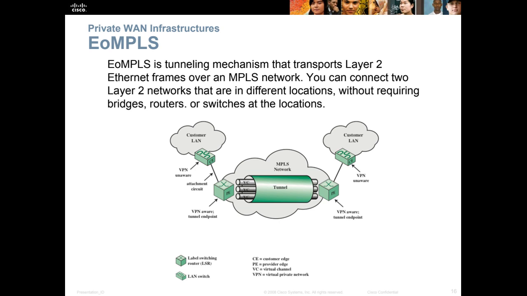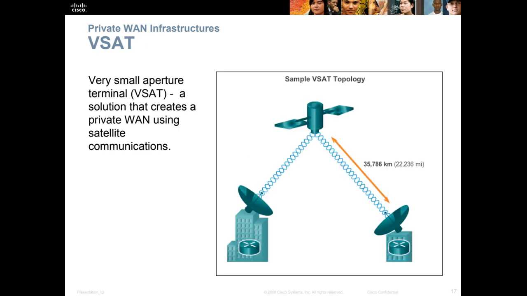VSAT, satellite communication. It's Very Small Aperture Terminal, VSAT, and it is a private WAN using satellite communication. You can see here, I have a satellite, and the distance is around 35,000 kilometers from the sender to the satellite, and then it sends it again to the receiver. Okay, this is VSAT for communication.